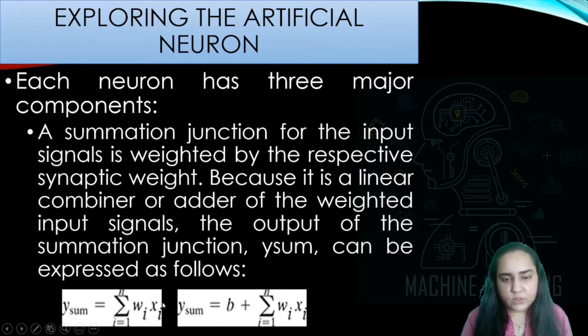So it's just simply the addition of all the weighted xi values, the signals that you're receiving, multiplied with the weights, and then adding them. And you could also have it in this way. Here B stands for bias, and you will later on learn what that means.